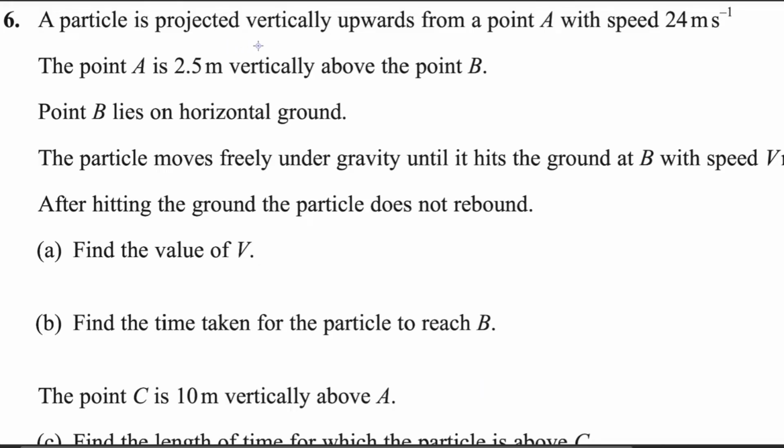A particle is projected vertically upwards from a point A with speed 24 meters per second. The point A is 2.5 meters vertically above the point B. The point B lies on horizontal ground. The particle moves freely under gravity until it hits the ground at B with speed v meters per second. After hitting the ground, the particle does not rebound. Find the value of v.